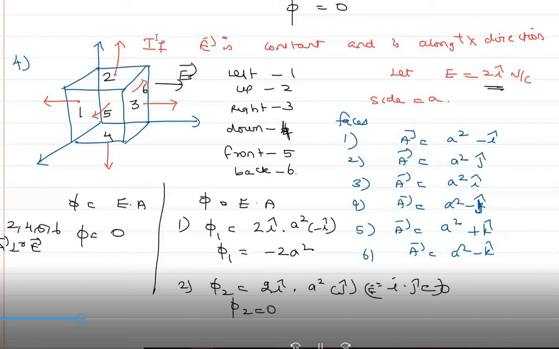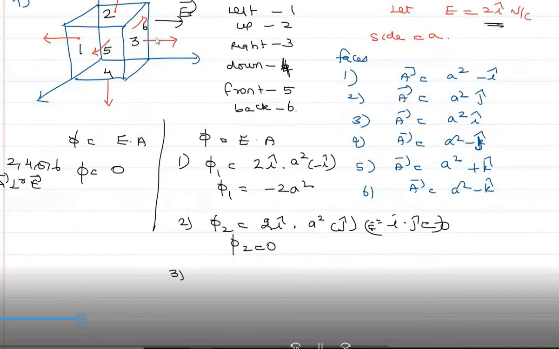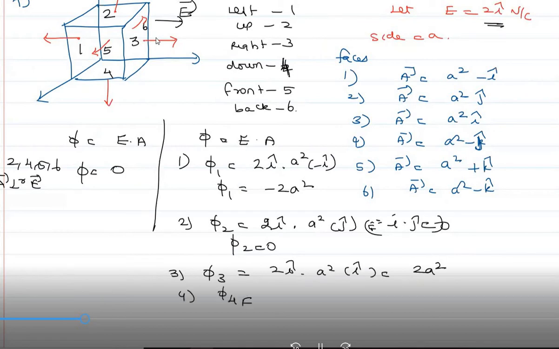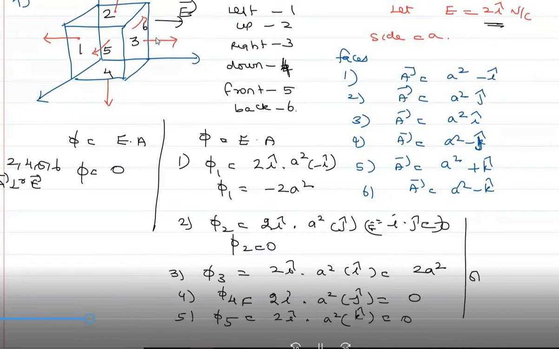Hope you are following it. Similarly, what is phi3? Phi3 is 2i dot a square into positive i. It will be 2a square. But phi4, how much will it be? Again I will do that, no issues. a square into minus j for the fourth one. i dot minus j is also 0. And phi5 will be 2i dot a square into k for the fifth one. i dot k is 0. For the sixth one, phi6 will be 2i into a square minus k. Again, it will be 0.